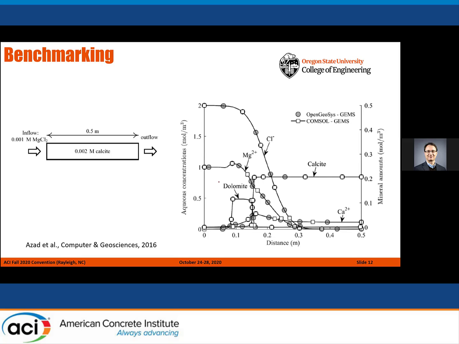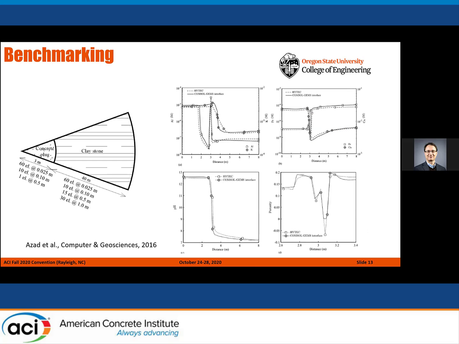But before that, I want to show that we have done extensive benchmarking of this approach, benchmarking with different types of reactive transport codes. And we have seen that we actually can benchmark pretty well.